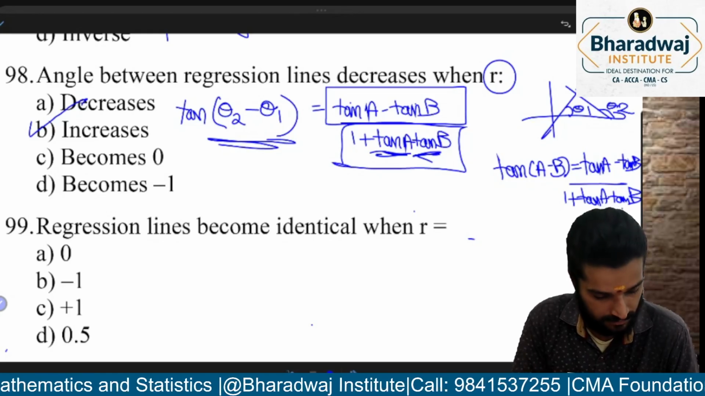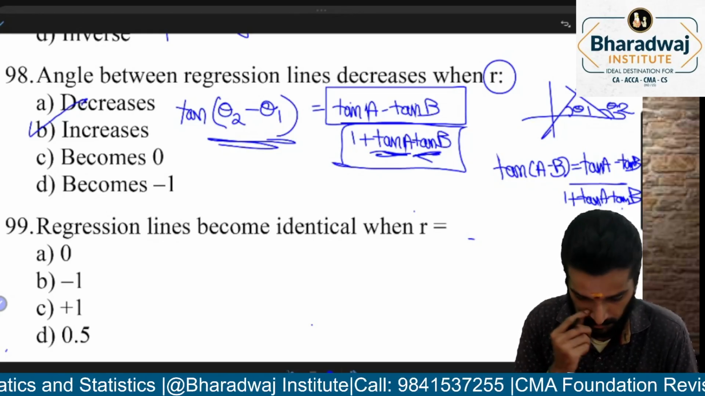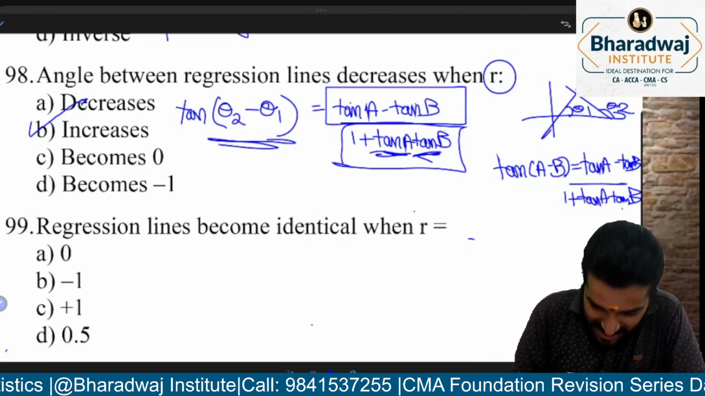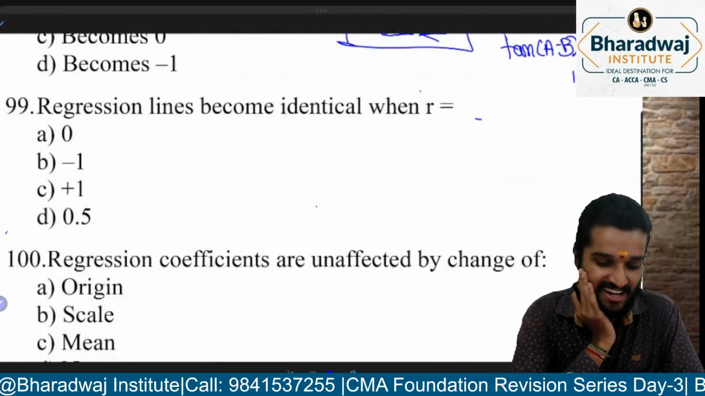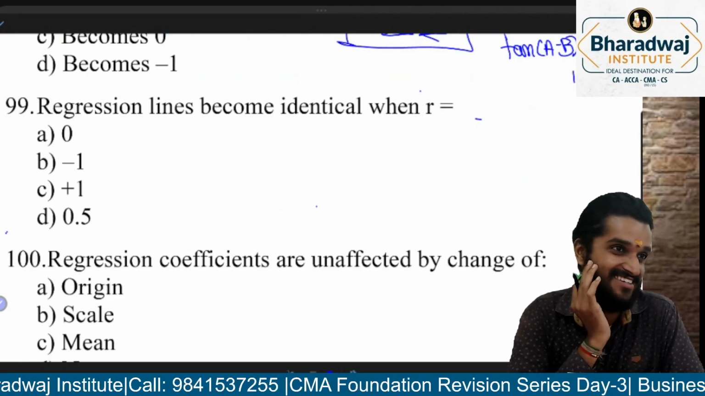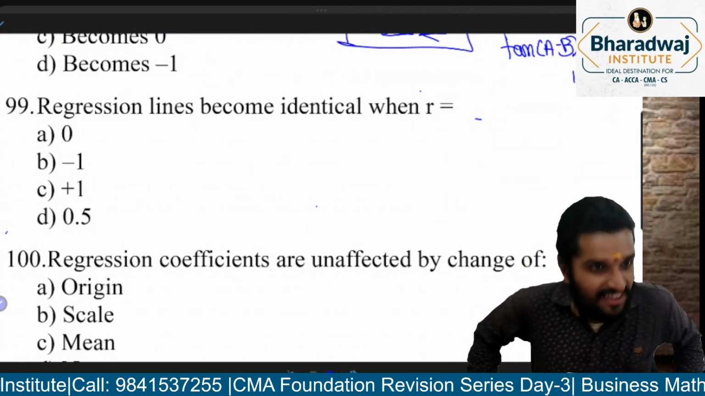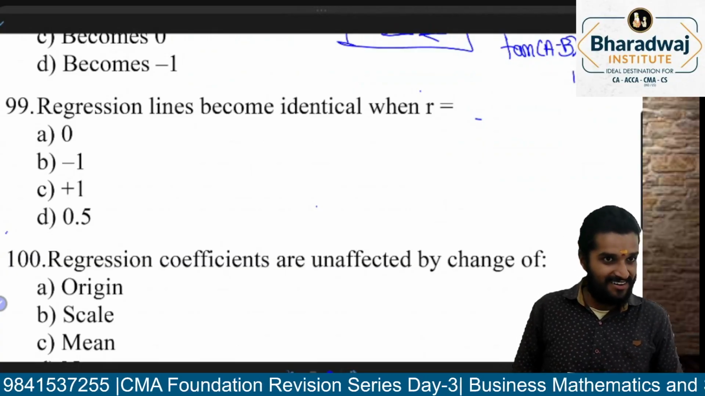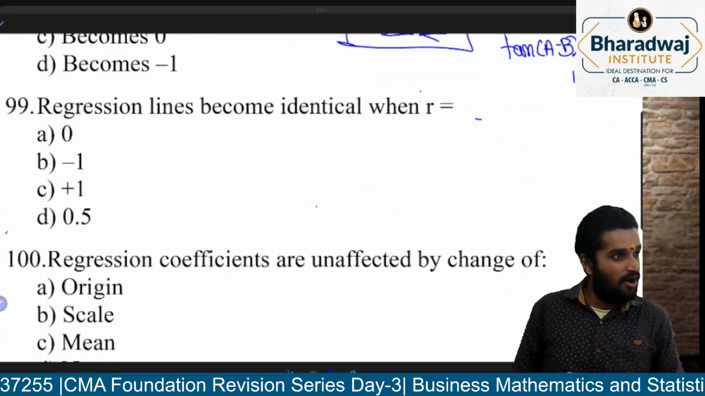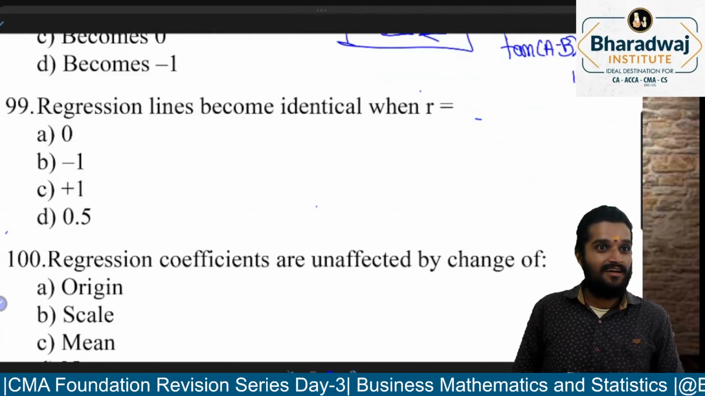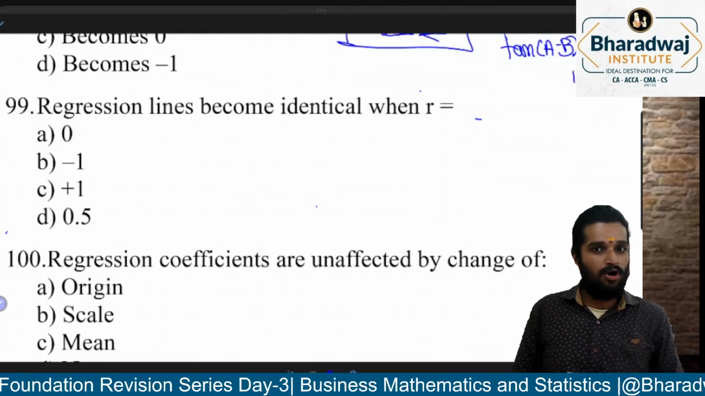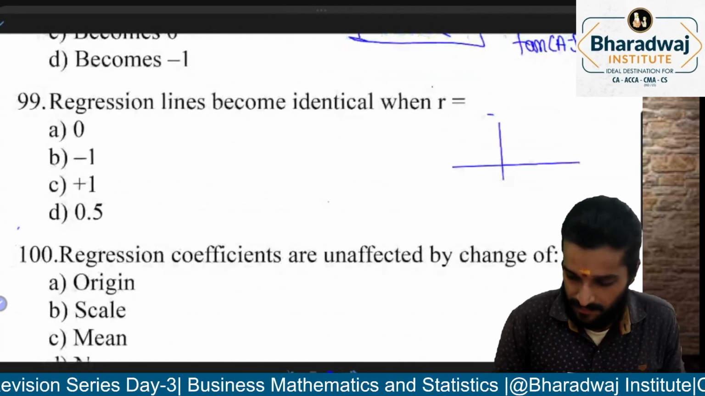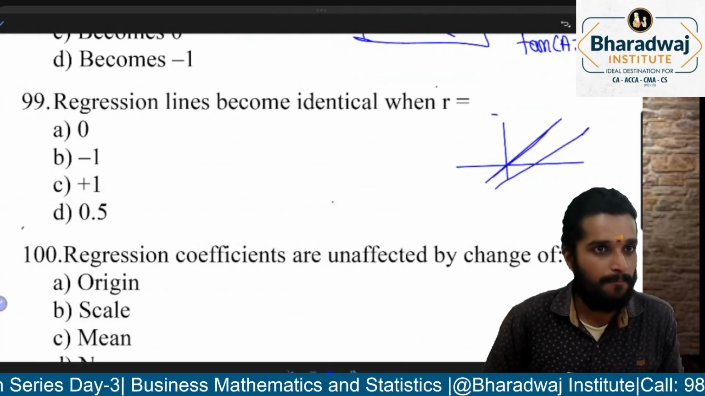Use the same method to find when regression lines become identical, when R is. What is meant by identical? If two regression lines are identical, what can you say about the angle between them? Will it be perpendicular or parallel? Parallel. Both the regression lines should be parallel or coincide. Either they coincide or they are parallel to each other.